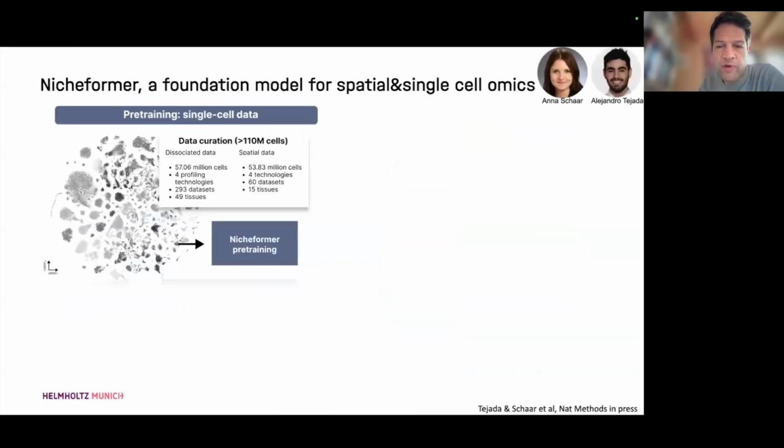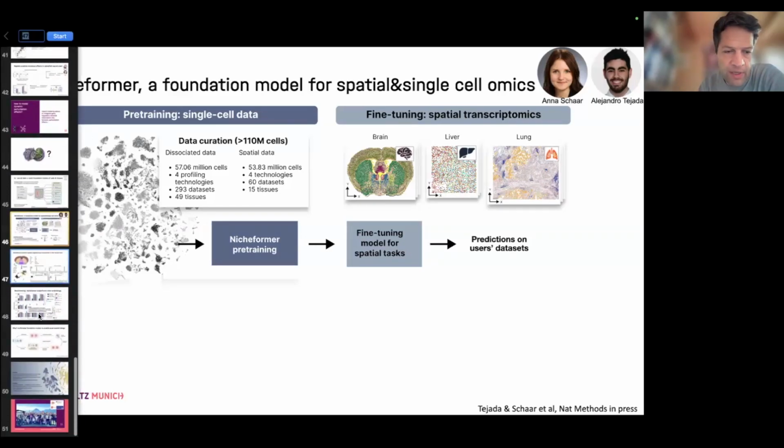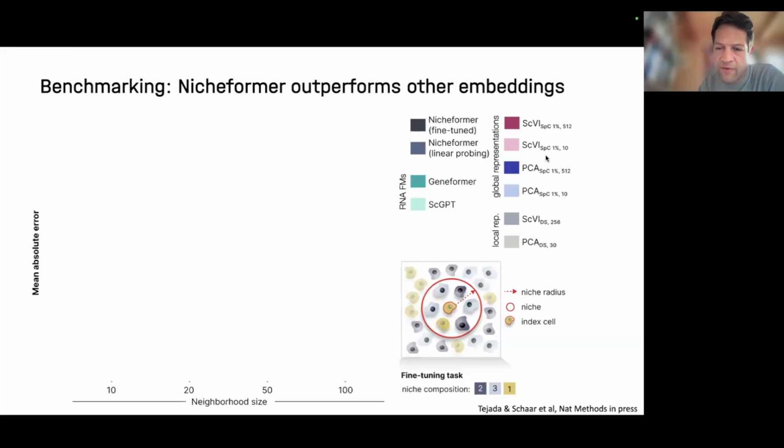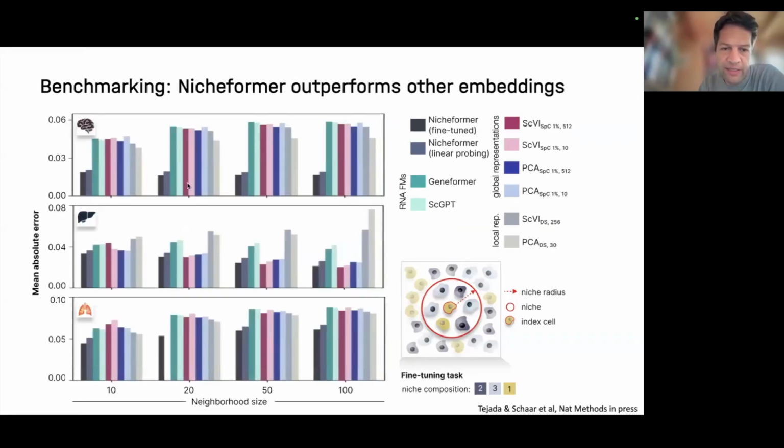We've been doing our own, which we call Nicheformer, which takes dissociated as well as spatial data, and is fine-tuned for niche prediction. I won't show you the results now because I don't want to go over time. I just want to show you one point: we compared to many classic linear and other approaches, and we did very detailed benchmarking, and here lower is better. This model is actually doing a good job at a hard task.